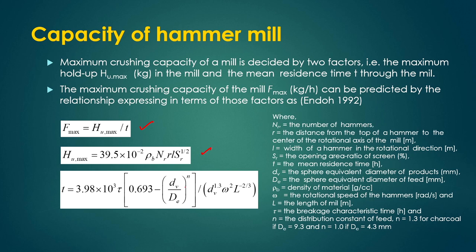This can be calculated based on this equation, which depends on the rotational speed and also the time. This time is how long you are going to operate this mill. So according to this you can calculate what will be the capacity of the hammer mill.